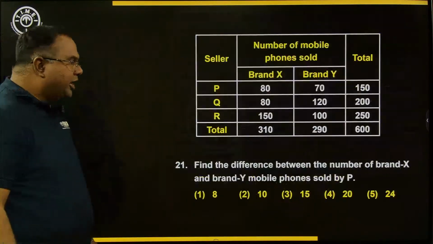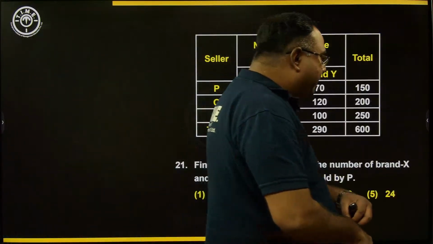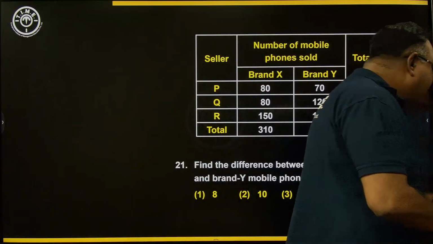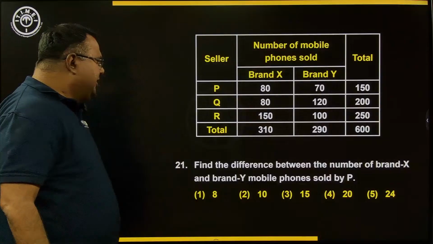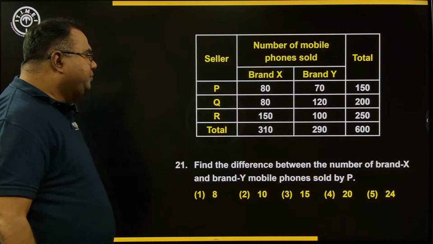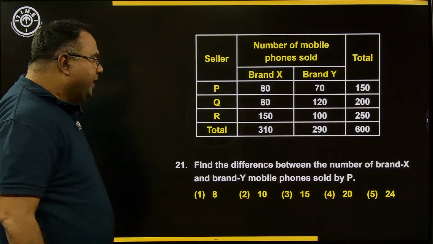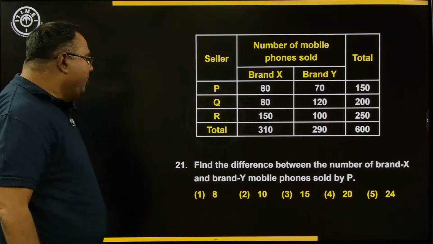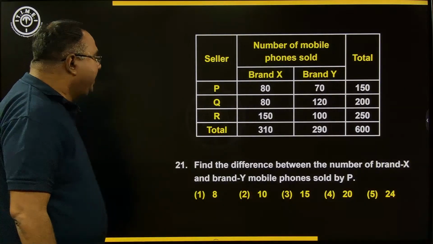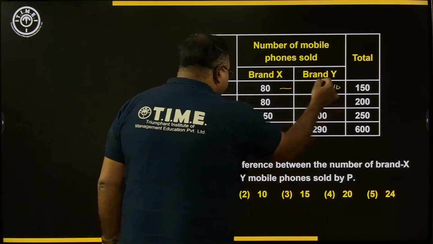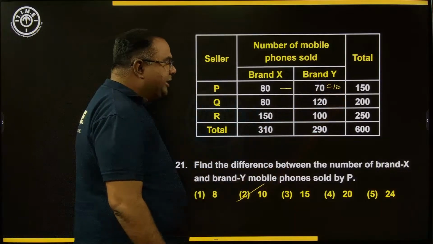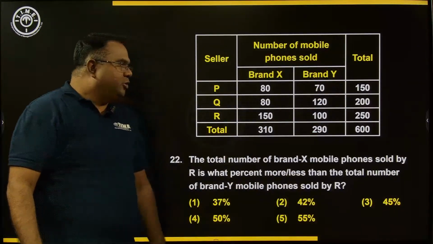Let's move on. First question you answered. Oh, great. Who has answered? Bharani. Answer 10. Okay. First 10 is what you are getting. Let's see. Difference between number of brand X and brand Y sold by P. 80 minus 70. Correct. You're getting 10. 10 is present in choice 2. Correct answer, Bharani.